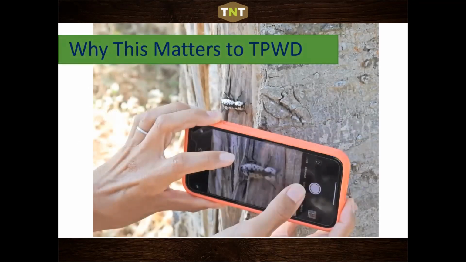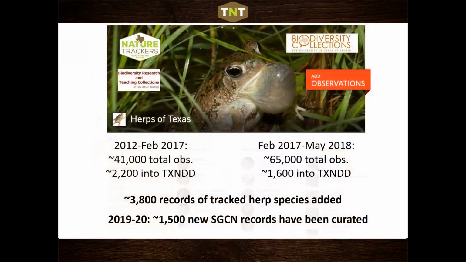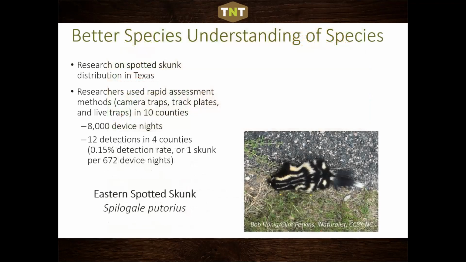Why this matters to Texas Parks and Wildlife. First of all, here's an example of one of our projects, Herps of Texas. We have added close to 5,000 good records of SGCNs to the Texas Natural Diversity Database because of citizen scientists. Without this app and without the involvement of citizen scientists, that number would be very much smaller.